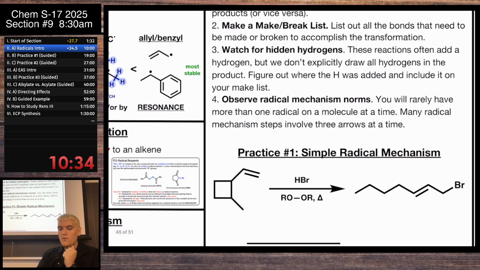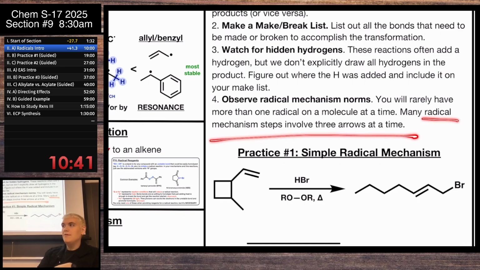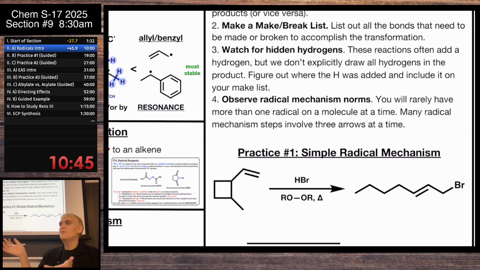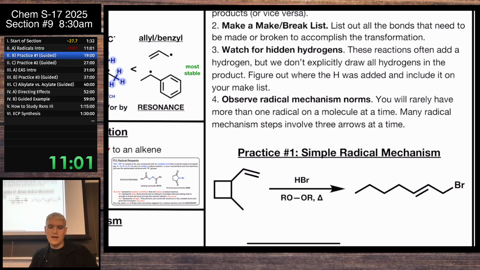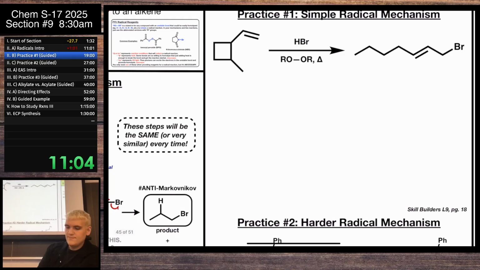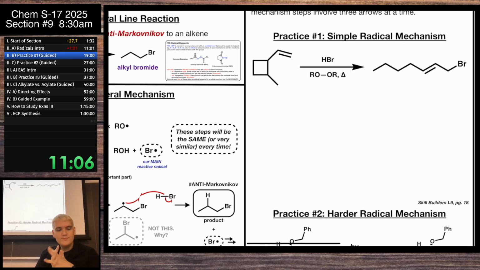And then also observing norms. Most radical steps involve 3 arrows at a time, which is kind of weird. And I know that doing radical arrows, y'all barely got non-radical arrows down, so it feels like a kind of left field move. But you will start to see really common things that the arrows will do, these 3 at a time. But without further ado, let's look at this practice. So this is a skill builder, and then we're also going to do a challenge problem.